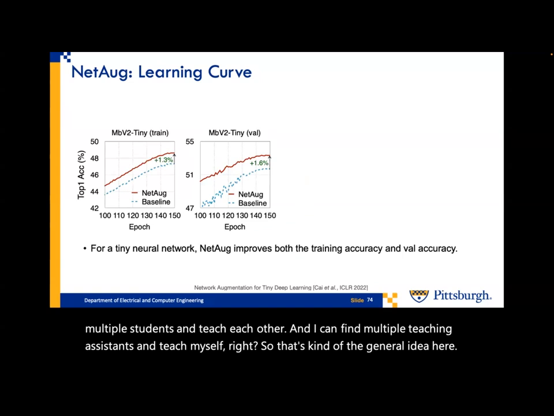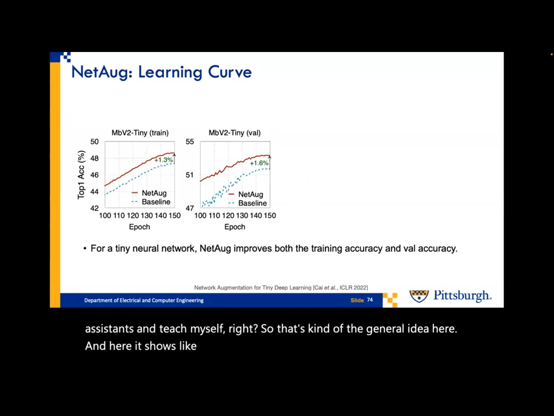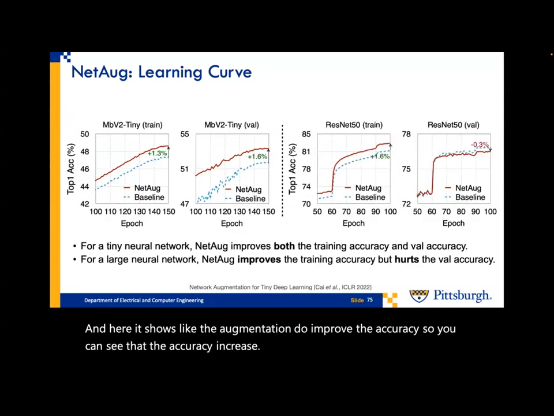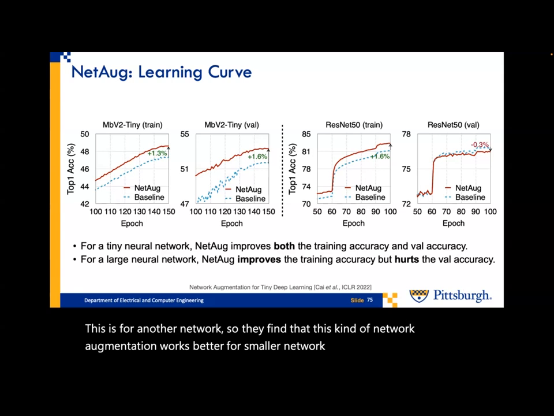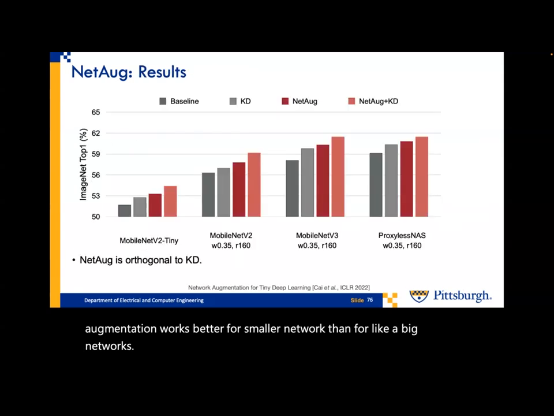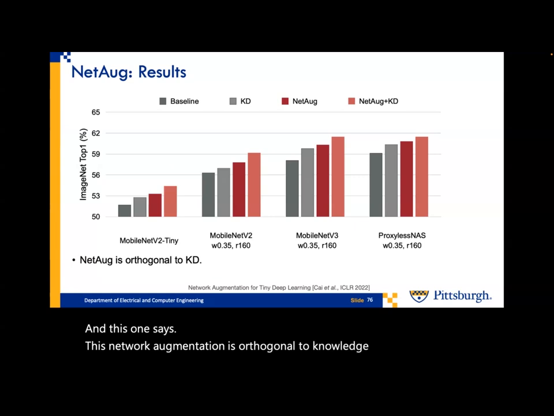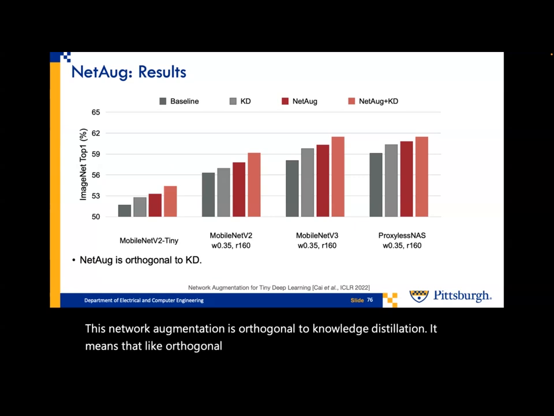And here it shows that the augmentation does improve the accuracy. You can see that the accuracy increases. This is for another network. They found that this kind of network augmentation works better for smaller networks than for big networks. And this one says that network augmentation is orthogonal to knowledge distillation. It means it's orthogonal to other knowledge distillation methods.